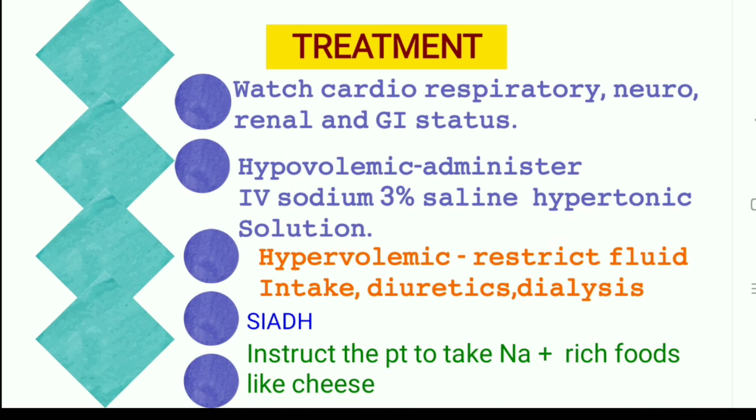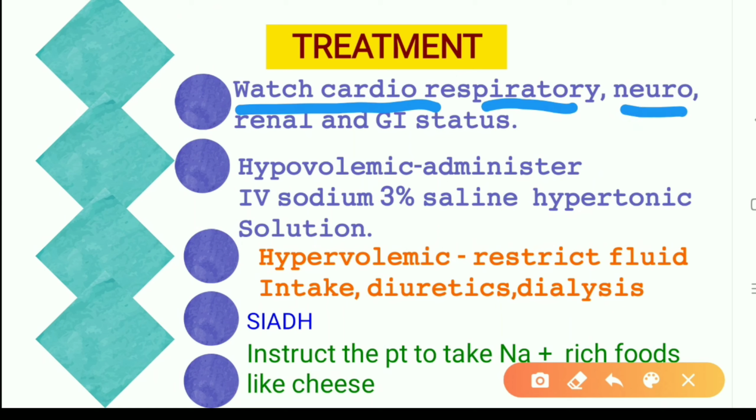The treatment for hyponatremia. The main treatment for hyponatremia is to watch the cardiorespiratory, neuro, renal and GI status of the patient, so that we can understand what the signs and symptoms are, what the causes are, and according to that we can provide the treatment for the hyponatremia. It may be hypovolemic, euvolemic, or hypervolemic hyponatremia, so that we can provide treatment accordingly.